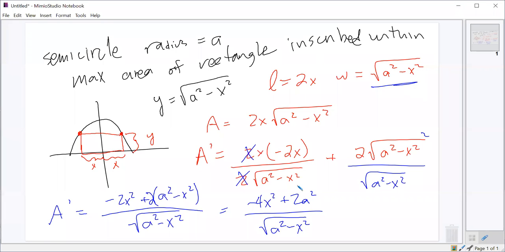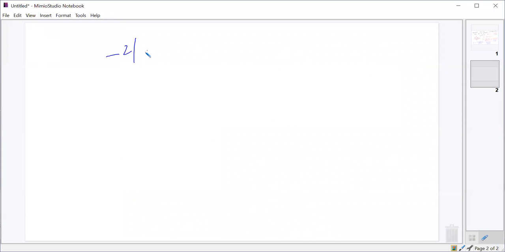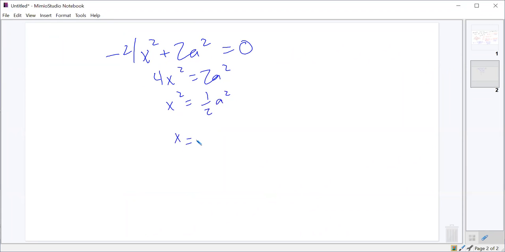So we'll just look at when the numerator is equal to 0. So that'll be when negative 4x squared plus 2a squared equals 0. And that gives you 4x squared equals 2a squared, or x squared equals 1/2 a squared, or x equals plus or minus the square root of a squared over 2. The negative isn't going to make any sense, so positive square root, that's a over root 2.